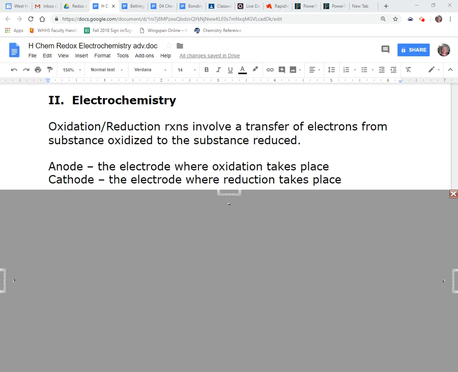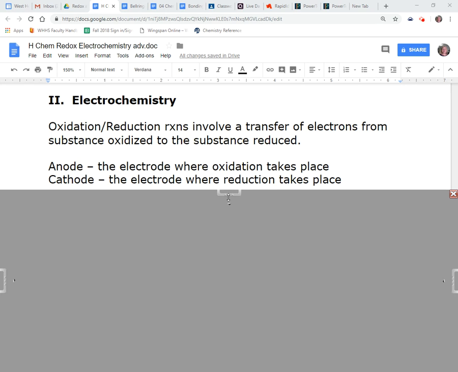So a couple of terms that we need to know. We're going to talk about electrodes. And when we talk about electrodes, there are two types. There's the anode and the cathode. You need to be very familiar with what goes on at each of those electrodes. So an anode is the electrode where oxidation takes place, and the cathode is the electrode where reduction takes place.